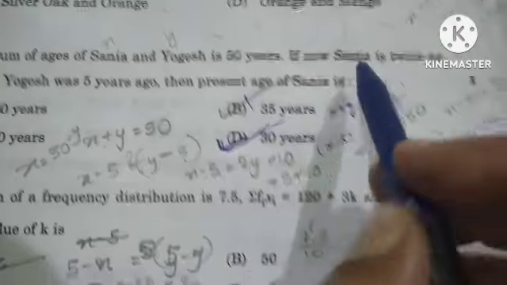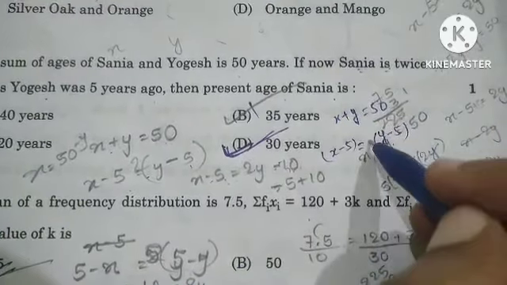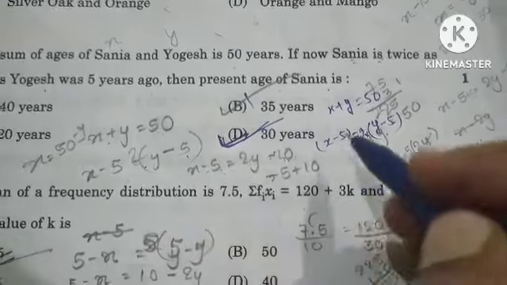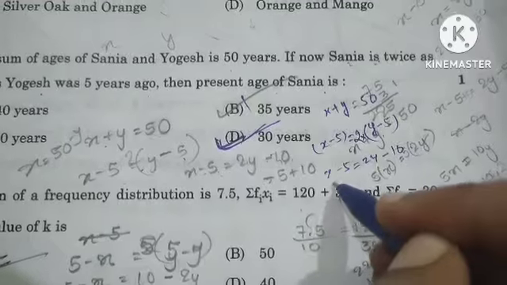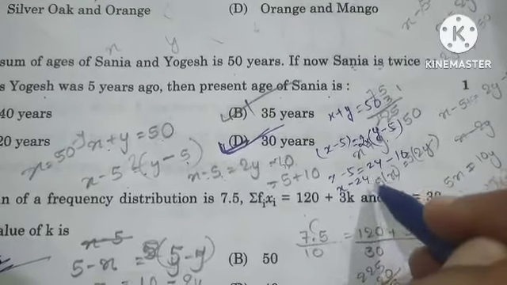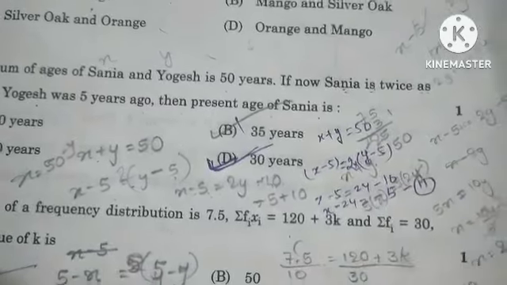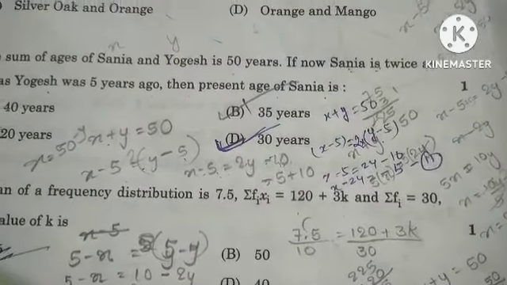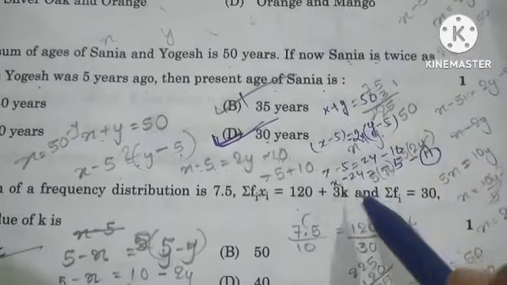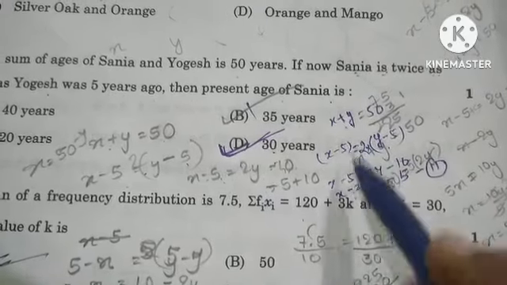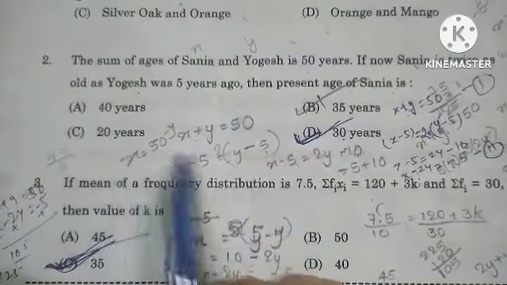And the condition says Sanya is twice as old as Yogesh, twice, that is 2 times Yogesh's age. So we should multiply by 2 and the equation will be x minus 5 equals 2y minus 10, and x minus 2y equals minus 5, equation number second. So now we can easily find the correct answer, which will be 30 years. You can use the elimination method or substitution method for both equations and easily find that. So this question's answer will be 30 years.